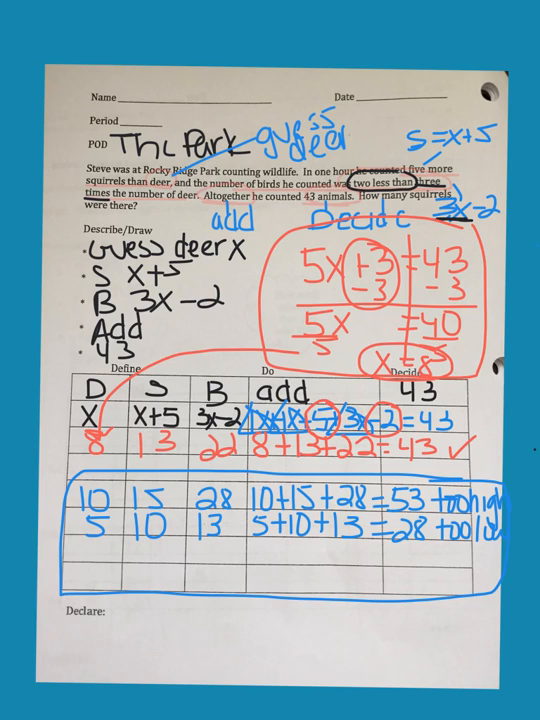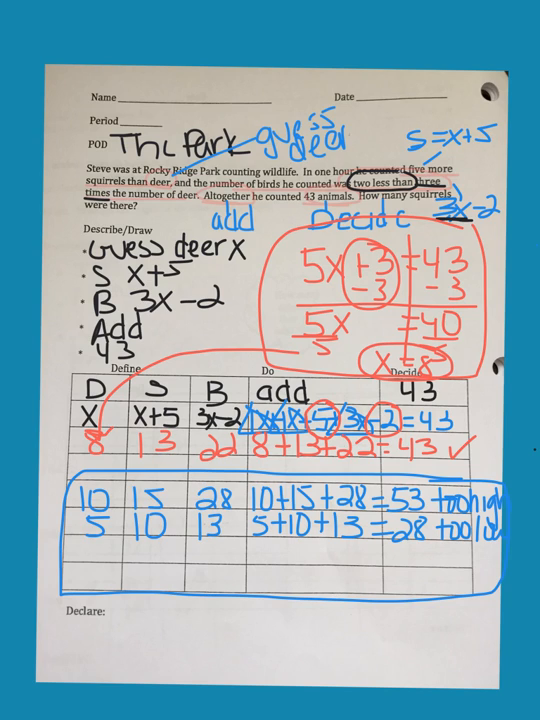So then I drop down to 5. 5 plus 5 is 10. 5 times 3 is 15 minus 2 is 13. 5 plus 10 is 15. And then 15 plus 13 is 28, and that is too low. But if you look and notice, the 10 was closer, or the 53 is closer to the 43.